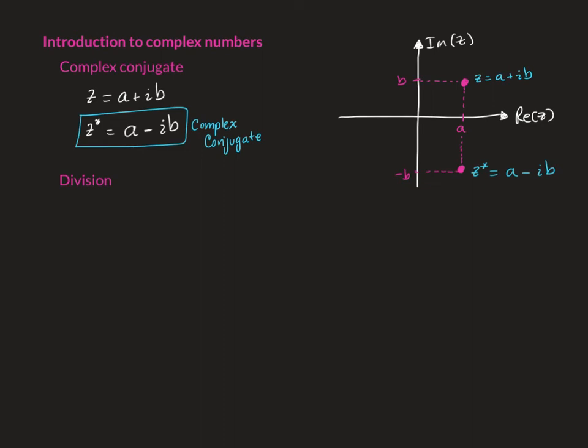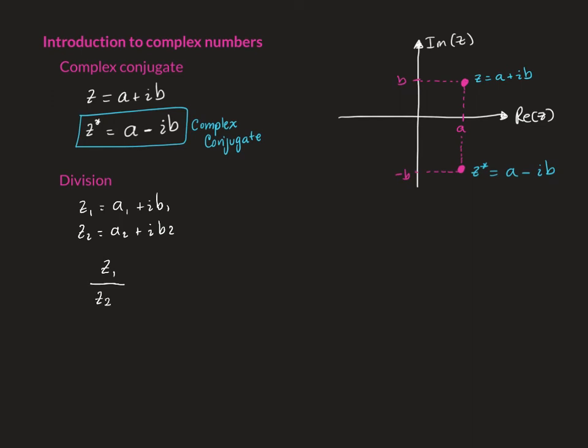And now that we have the complex conjugate, we can introduce division. Division as such, as a direct operation between two numbers, doesn't exist. But what you can do is use a complex conjugate to find the division of two complex numbers. So let's assume two different numbers, z1 and z2, like we did for the previous operations. So z1 is a1 plus ib1, and z2 is going to be a2 plus ib2. Now, what we want to calculate is z1 divided by z2.